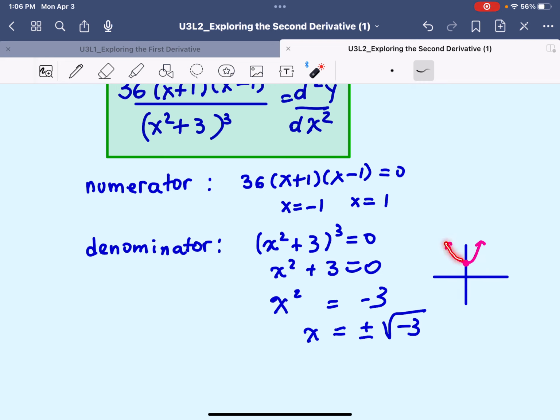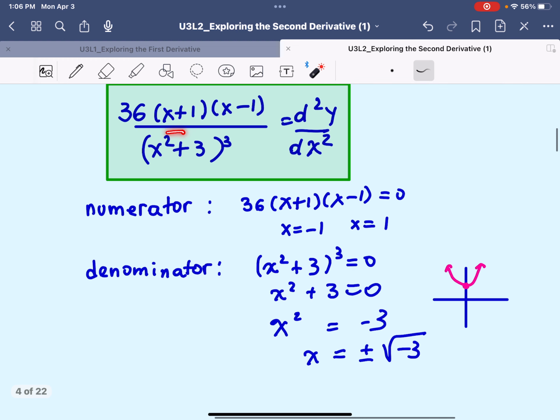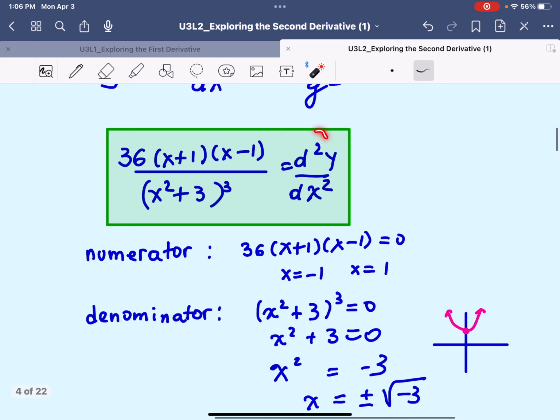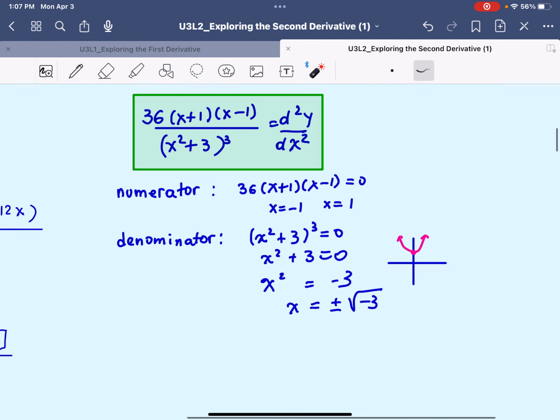And that makes the y values of the parabola, the y values of the function, always be positive. So what that tells us is that the denominator will never equal 0, so there are no restrictions, and the denominator will never be negative, it will always be positive, which means that the sign of the second derivative will be dependent only on the sign of its numerator.